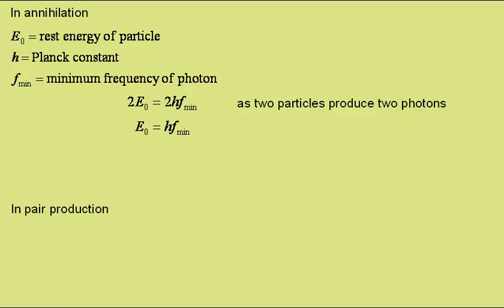In pair production, we can say that 2 times the rest energy of a particle will equal the energy of the photon, because in this case one photon produces 2 particles, so we have the energy of 2 particles coming from the energy of one photon.